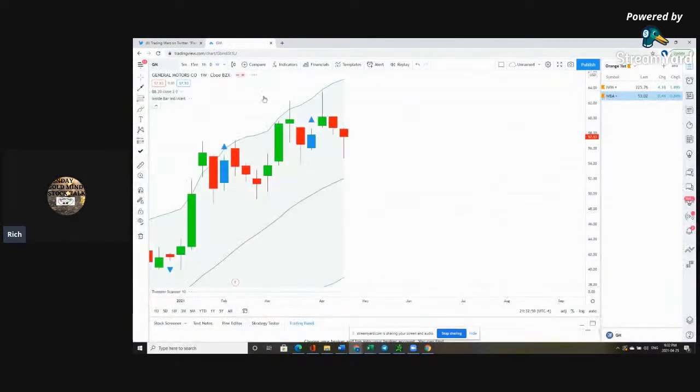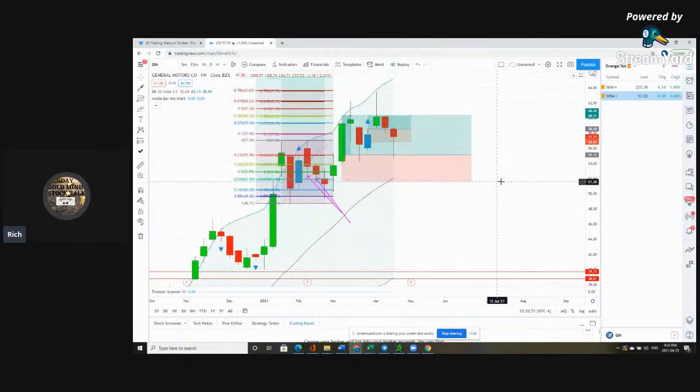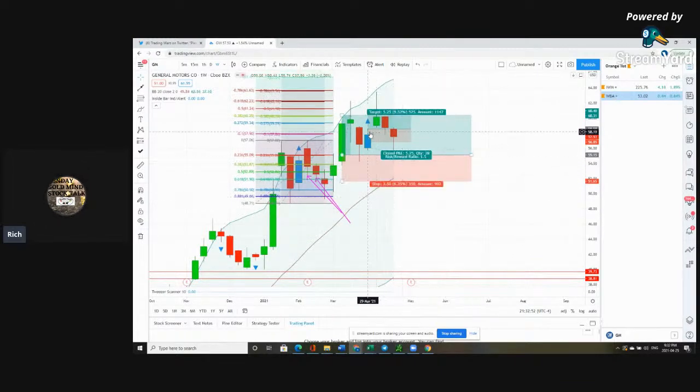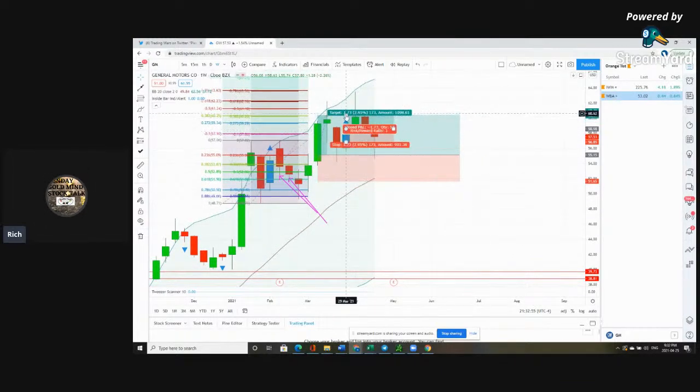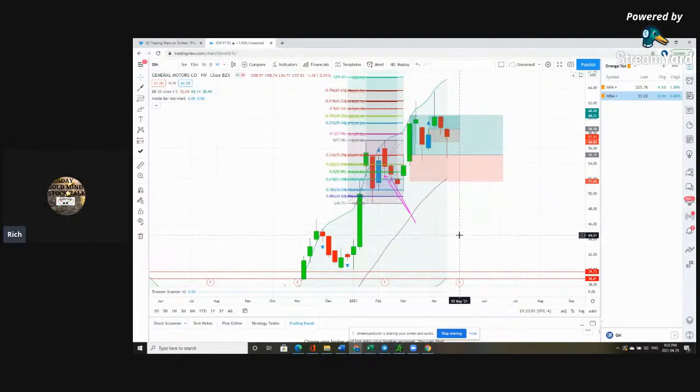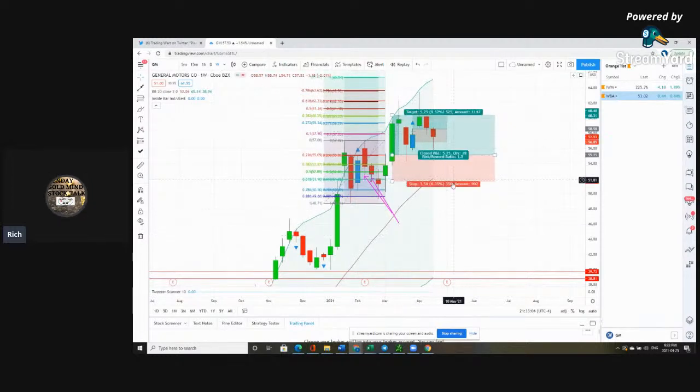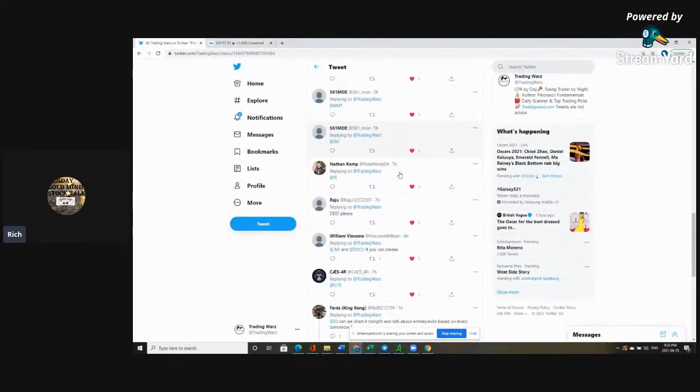GM. Right now, I don't see anything too interesting in GM. I played the last inside bar on GM and made some good money here. I took the breakout above this, made some good money on GM, but that's pretty much it. So I want to either pull back more to the 20 EMA or look for an inside bar play.